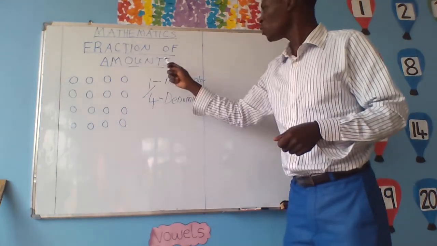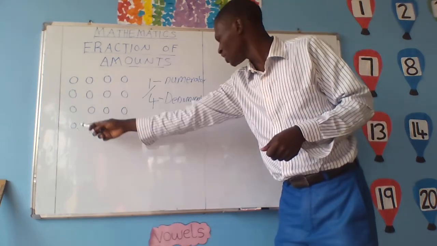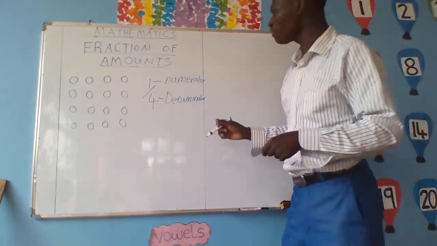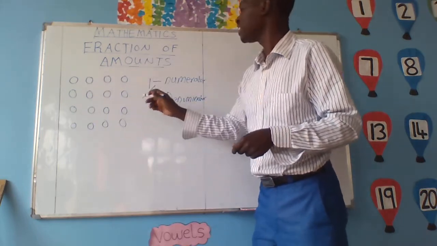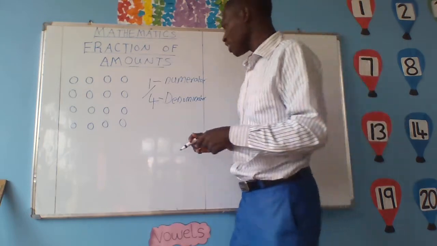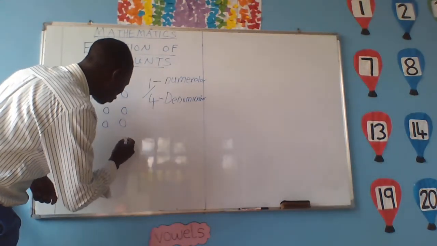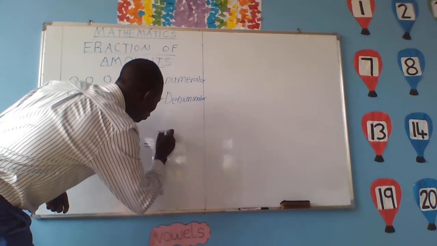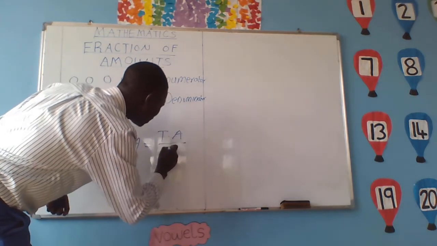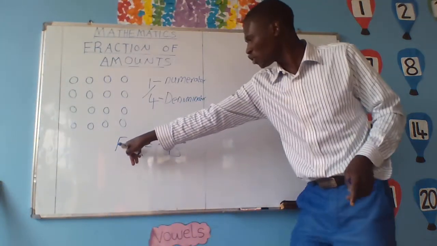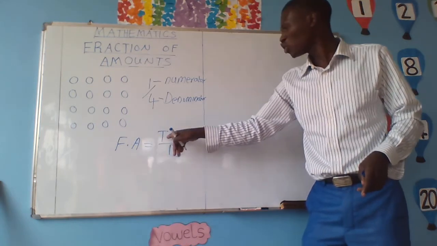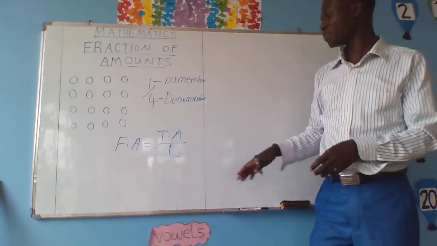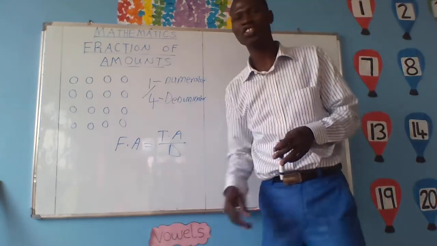Now, in fractions of amount, we are looking for this denominator. You have to find the total number of the amount and divide by the denominator. So the rule here is: fraction of amount is equal to total number of amount divided by denominator. Now, I think it's very simple how to find fractions of amount.